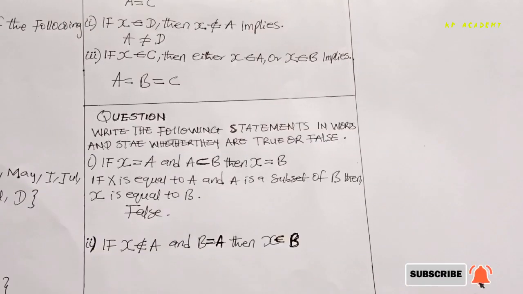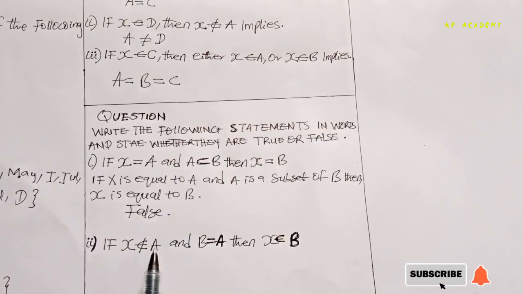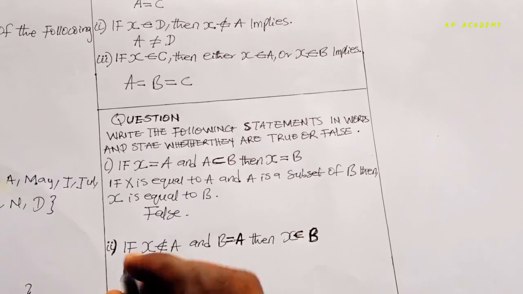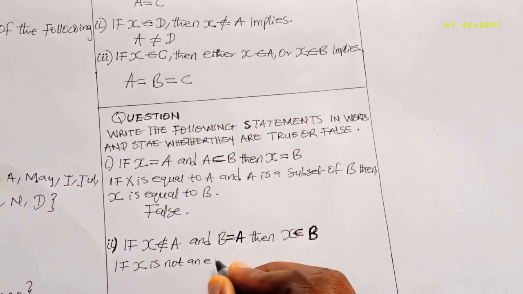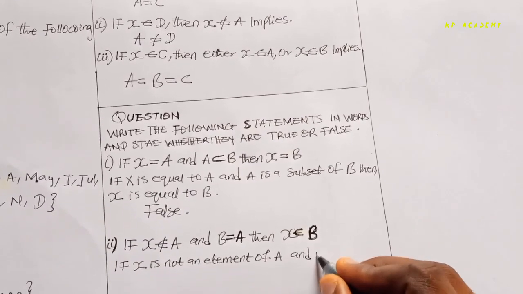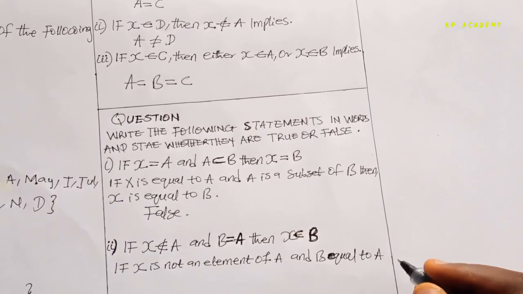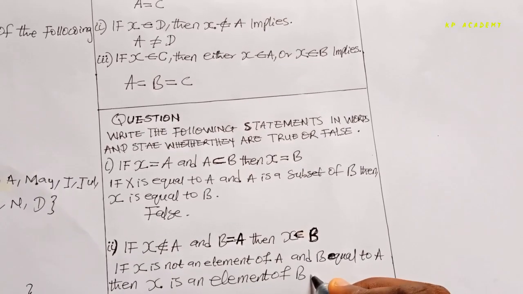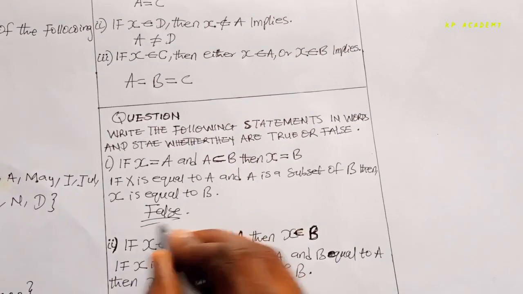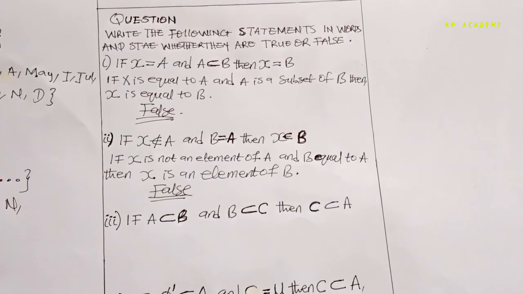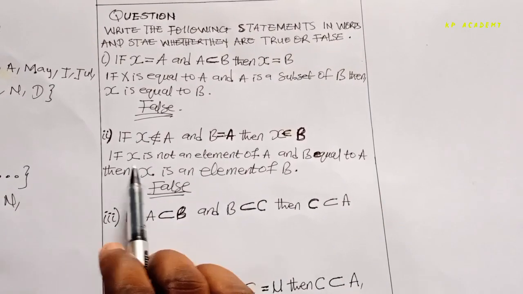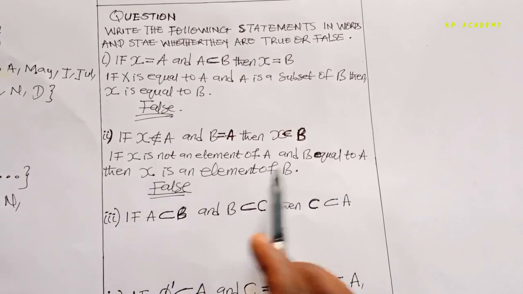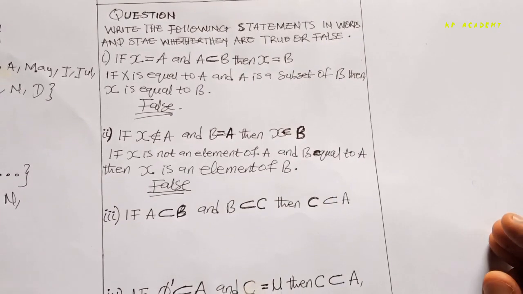All right. Okay, the next one says if x is not an element of A and B is equal to A, then x is an element of B. So let's write it in words. Okay, so this is the answer in words. It says if x is not an element of A and B is equal to A, then x is an element of B. And this statement is not correct, hence it is false.